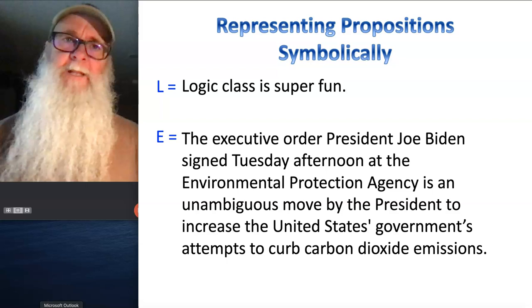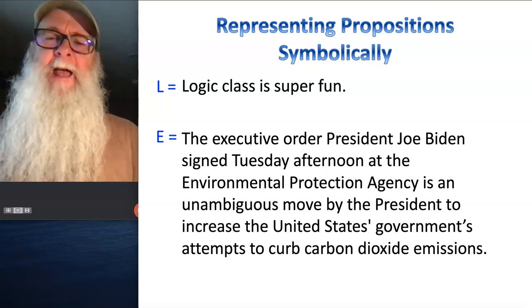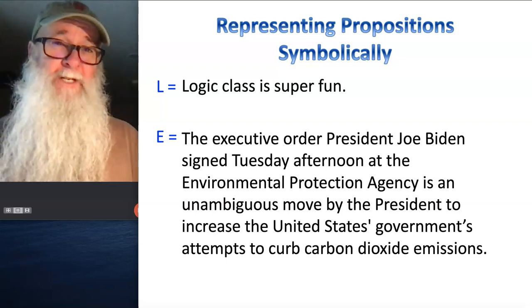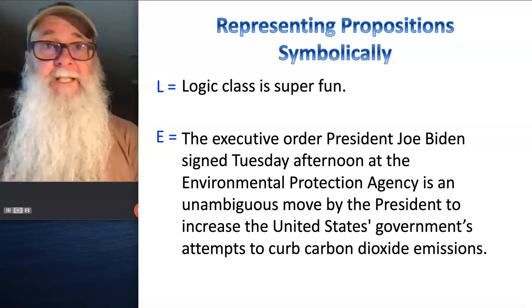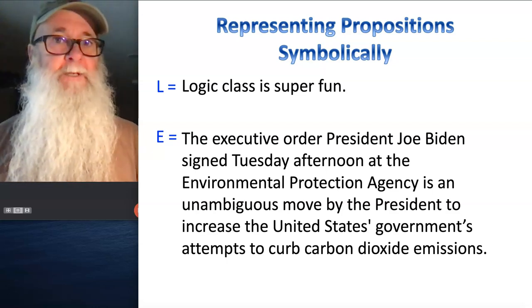All right, so in the next few lectures, we're going to start exploring how propositional logic works and how we can use it to test ideas for their reliability and arguments for their validity.